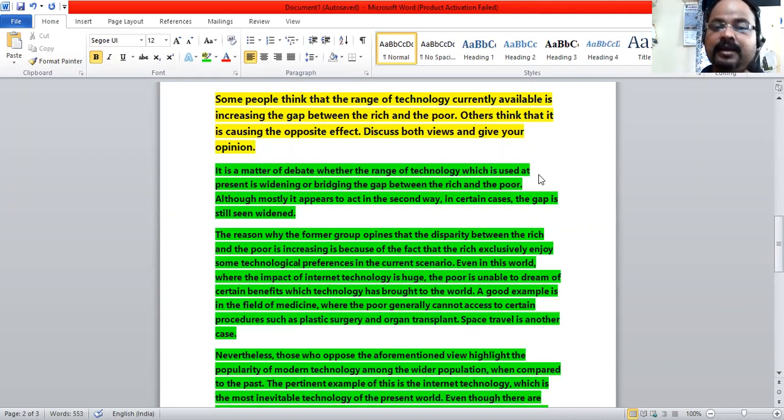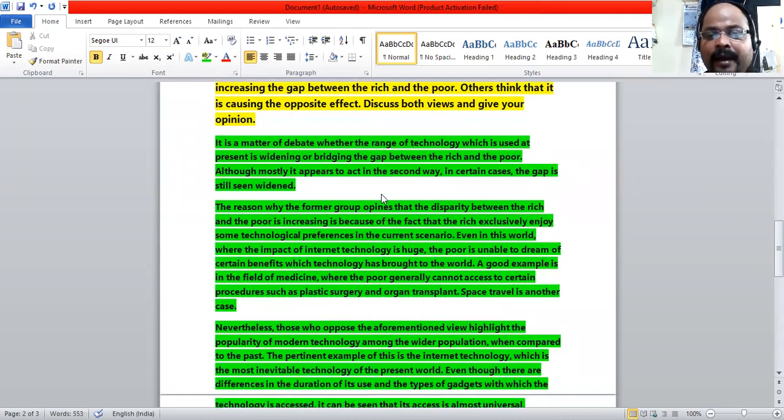And this is the question. So as far as this is a discussion question, in the body paragraphs, we need to analyze these arguments objectively in their viewpoint, in their angle. We need to analyze these things objectively, and we have to give our opinion and then conclude. So this is our plan.